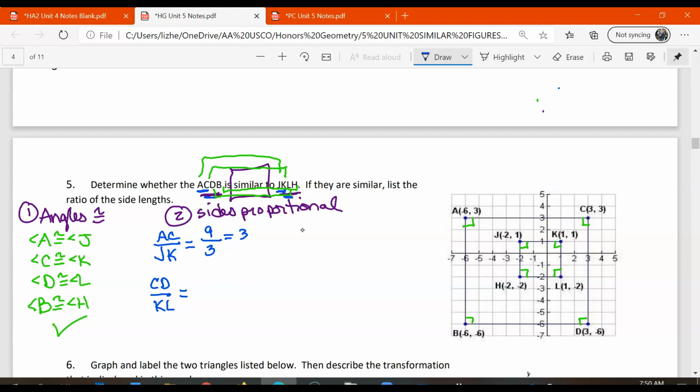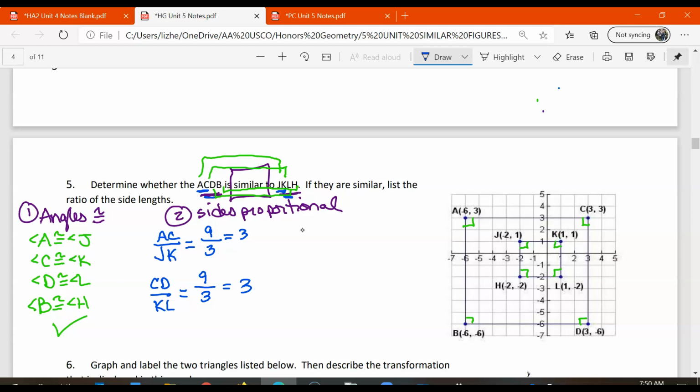CD. So going from C down to D, we are getting 9 again. And KL, counting that, will be 3. And so we get 3 again. And you can already see that these are going to be similar, but we're just going to go through.